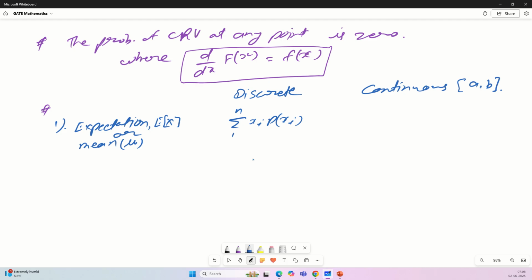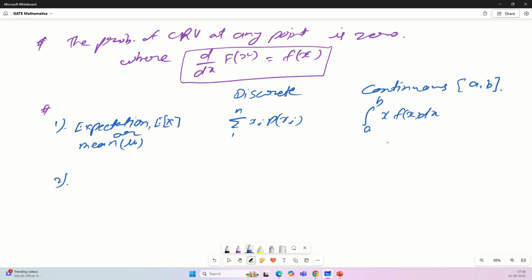Now in continuous, the expectation will be the integral from a to b. See, for the CDF I had found out the integral of f of x dx, but for expectation you have to do x into f of x dx. Got it? It's very simple, and this is very important. You mark it with a star, okay, because this is the equation which is used several times.